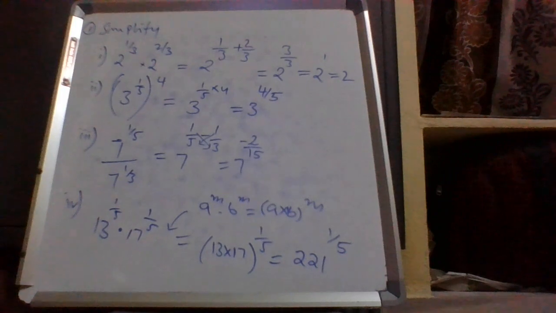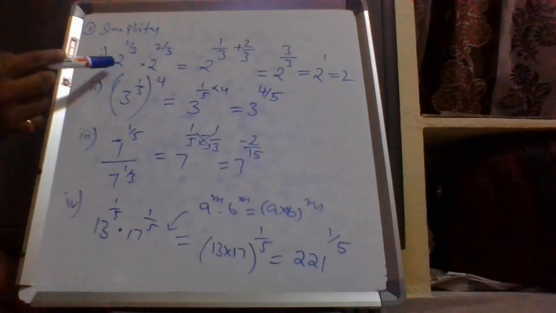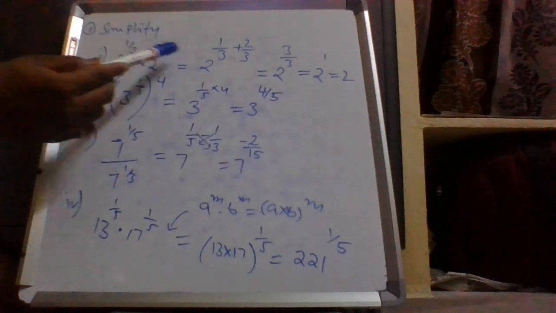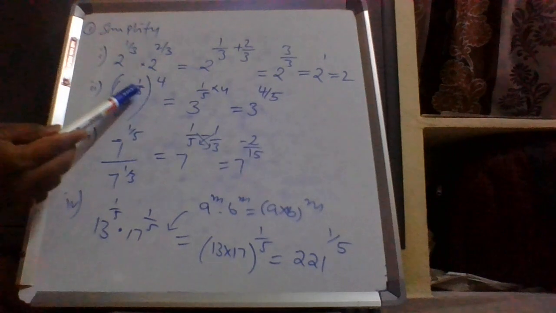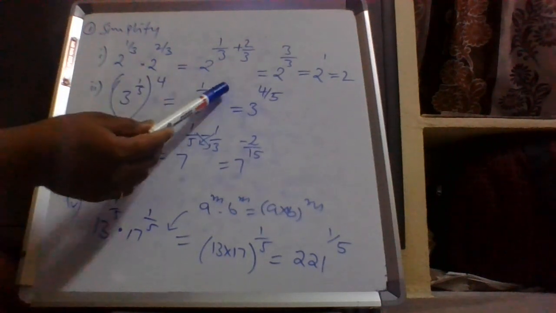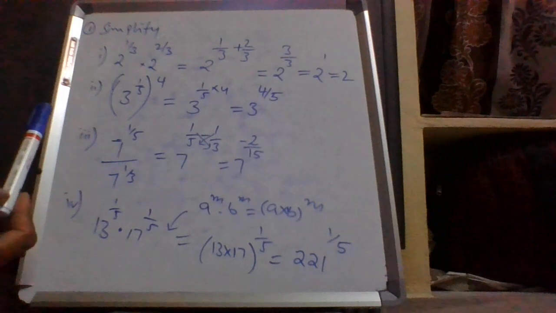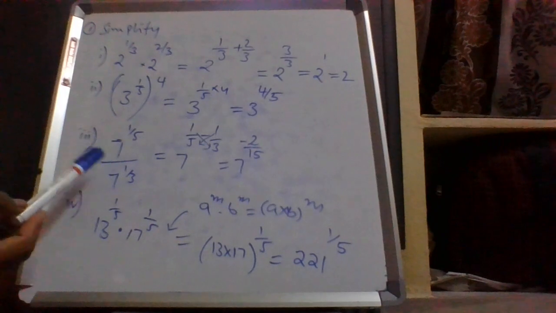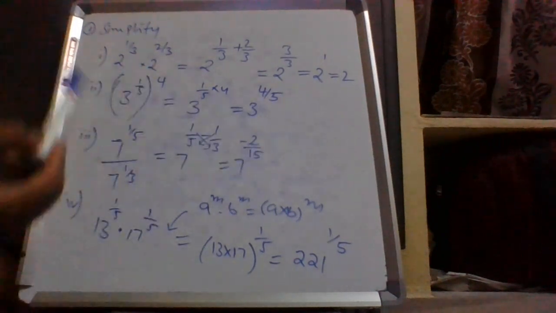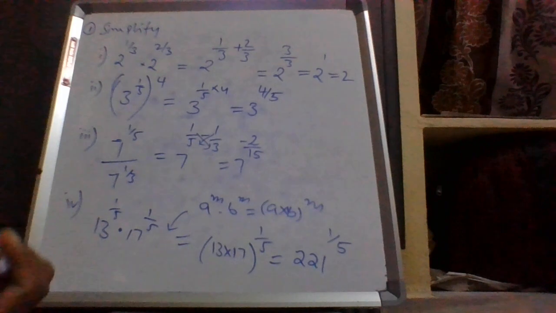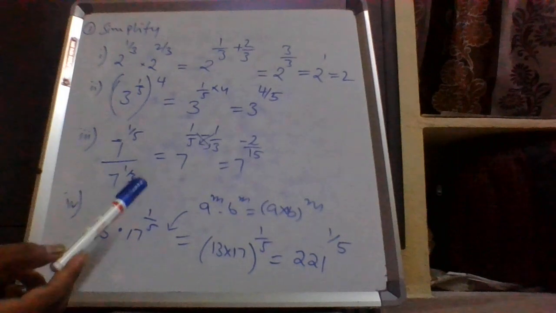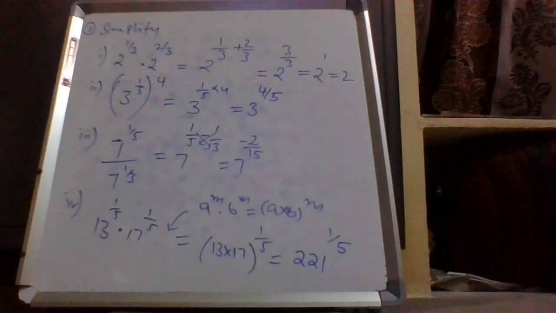These are the formulas. Using the formulas only, I am solving each and everything. Here the bases are same, exponents are different and they are in multiplication: a power m into a power n is a power m plus n, simplify. Here the formula a power m whole power n is a power m into n. Multiply and write that. Next, a power m by a power n is a power m minus n. So 1 by 5 minus 1 by 3, simplify, fraction subtraction. And coming to this one, a power m into b power m is a into b whole power m. So like this only we are going to solve the sums.